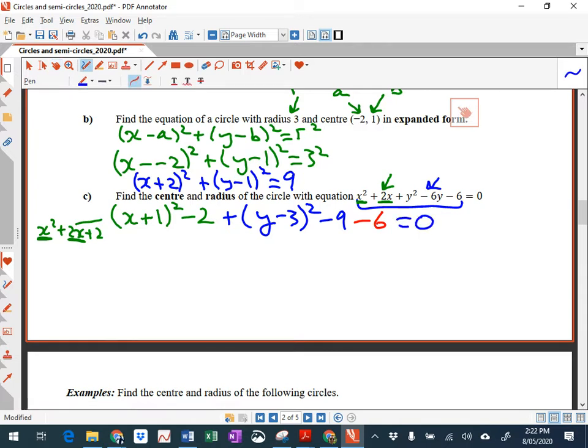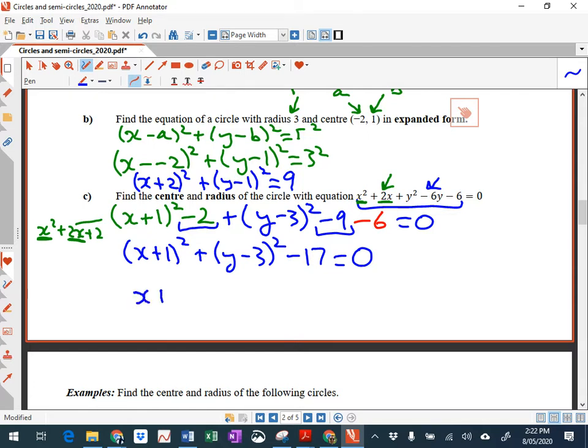So I can tidy that up now. I'm going to get x plus 1 all squared plus y minus 3 all squared. Now the constants, -2, -9 is -11, -6 is -17, equal to 0. And that gives me x plus 1 all squared plus y minus 3 all squared is equal to 17.